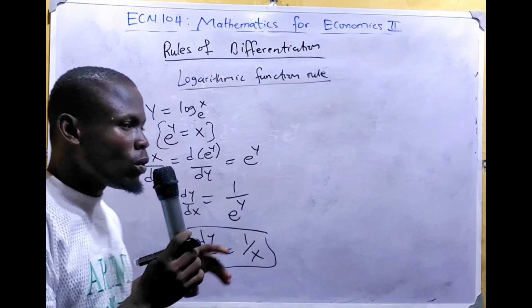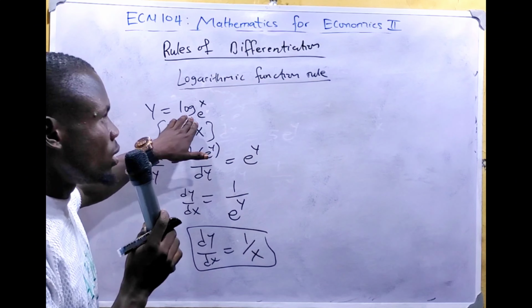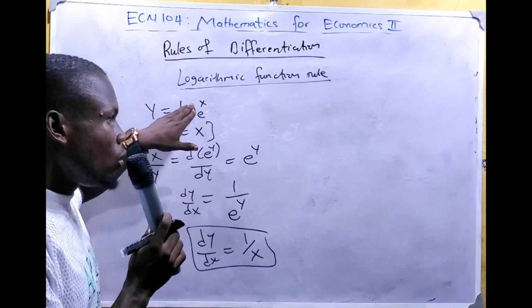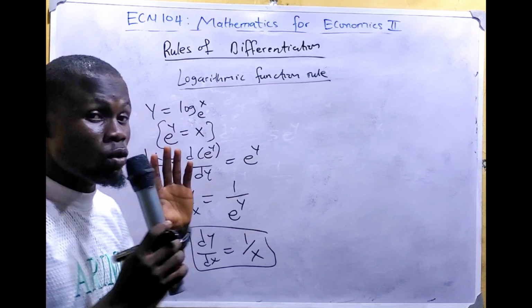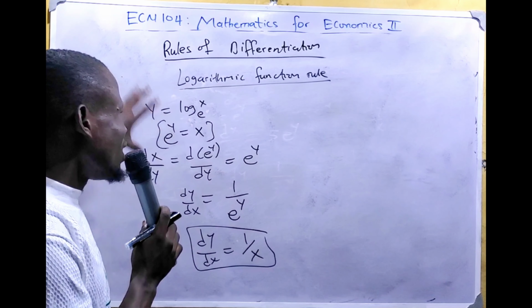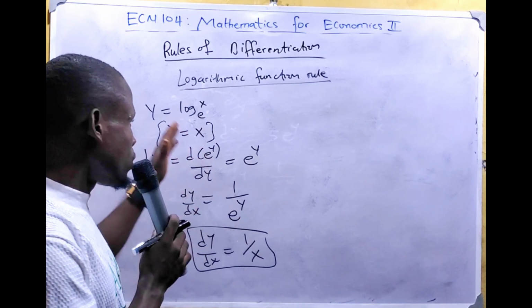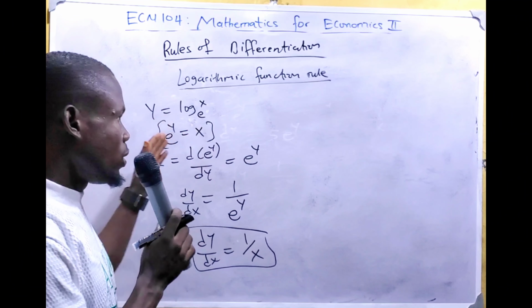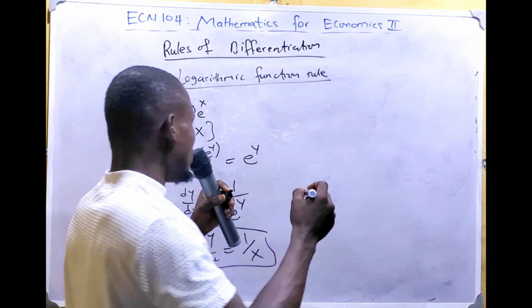But in case you are given a log that is not natural, let's say you are given a common logarithm, that is logarithm in base 10, or logarithm to any other base, the first procedure you are going to do is to change the base of that log to natural log. Once you change it to natural log, then you find the derivative of that. And it's very, very simple. You can easily change the base of any log to natural log.